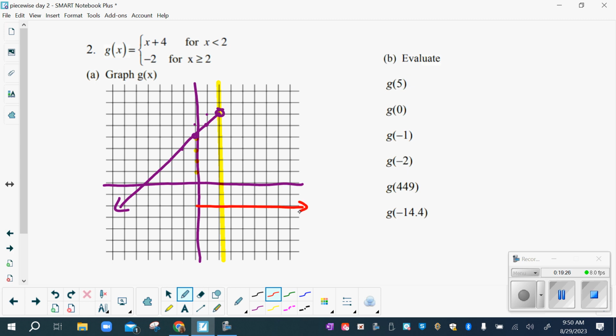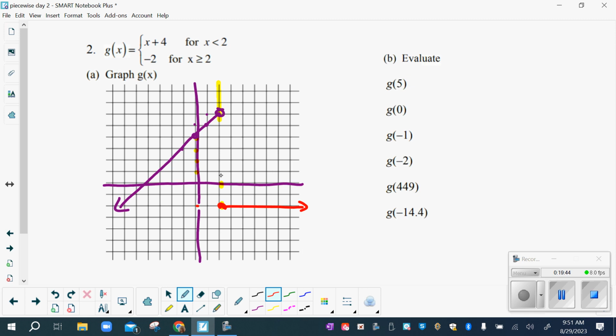Melissa and I were talking. We don't need this piece, right? We need everything on that side of the barrier, solid dot. That's what our graph looks like. If you want to get rid of the barriers, you can. They're not really part of your graph. They're just helpers. That's what our graph looks like.